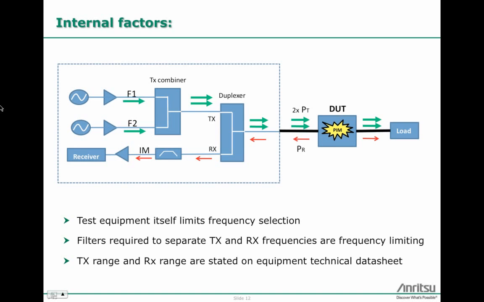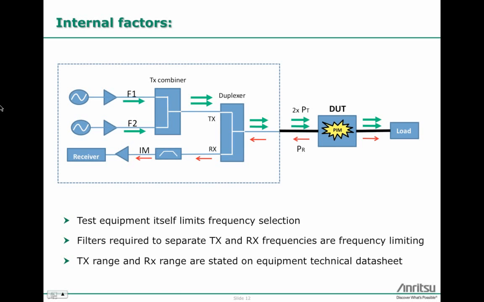And the IM3 frequency that I'm trying to measure is generated in the device under test and comes back into the system. The first component it's going to encounter is a duplexer to separate the incoming receive IM3 signal from the transmit signals that are passing through. That duplexer, or the front-end filters of the PIM test equipment, are really what is going to establish the frequency range that the test equipment will be able to support.